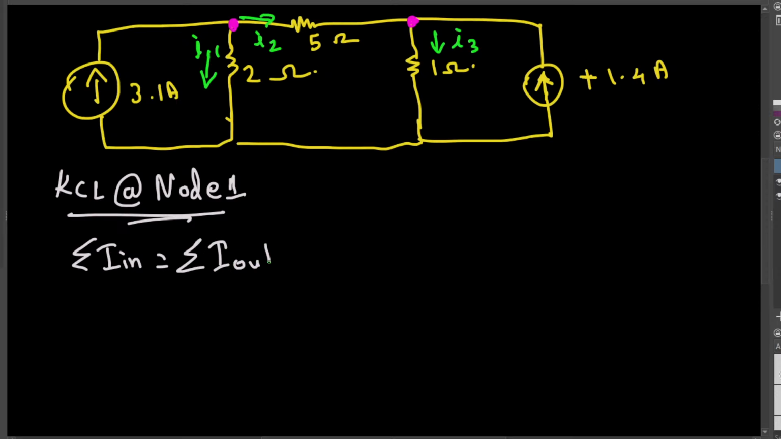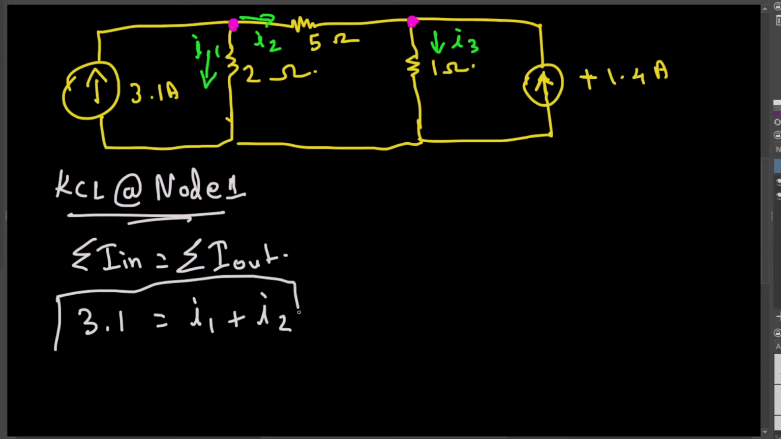So if I use that, we know this 3.1 ampere is entering this node, so this is going to be 3.1 on the left side, and then whatever current is going out goes on the other side. Here we have I1 right here, and also I2 exiting the node, so I put the I2 right here. So this is KCL at node 1. This is the equation we derived.